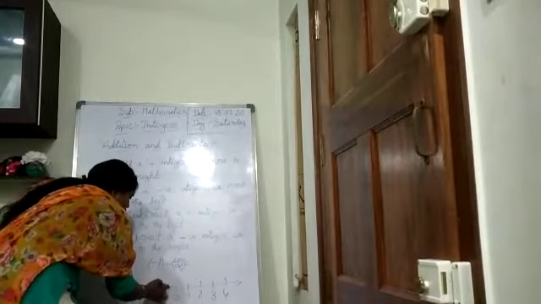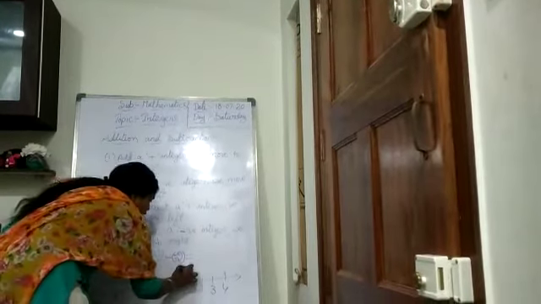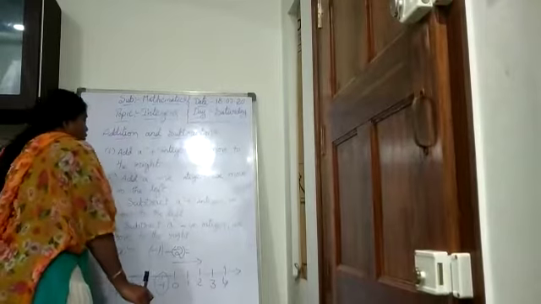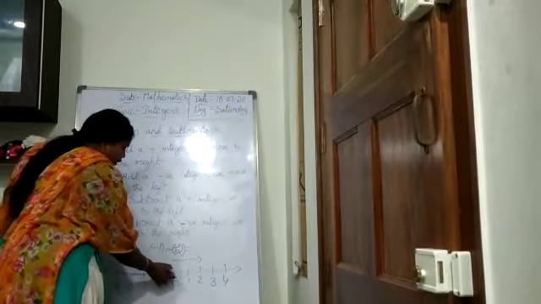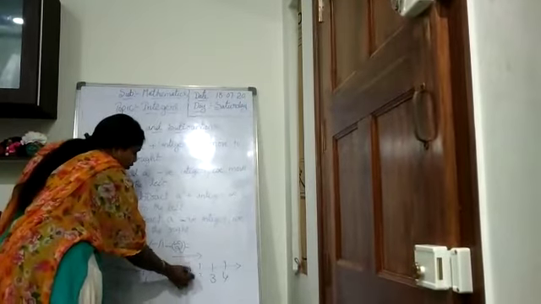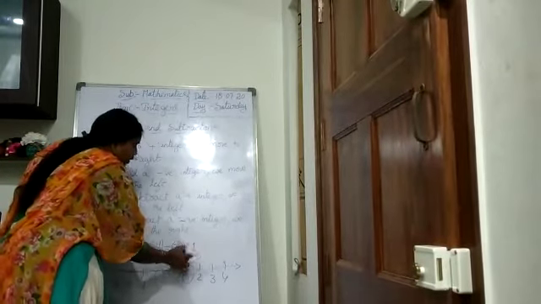See, the first number is minus 1. From minus 1, we have to move 2 numbers to the right side. Right side means where will we get? 1, 2. What is the answer? 1. Clear?